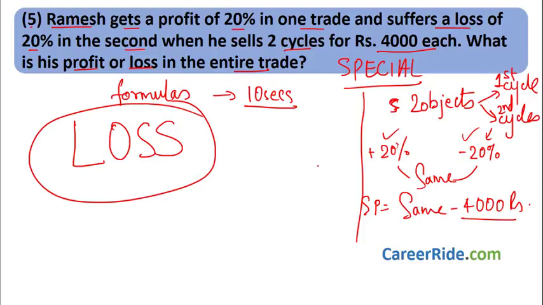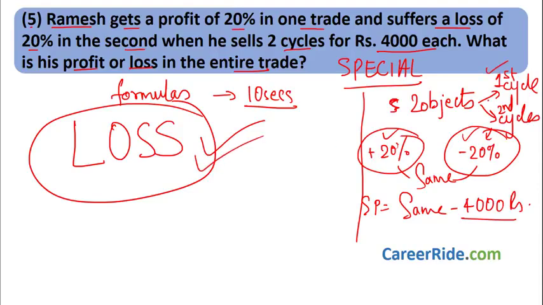Whenever the person does two trades, any two trades, and in the first trade he gets a profit of some percentage, and the same percentage loss the person gets in the second trade, and the selling price for both the objects is same, then the person will always suffer a loss. Now over here it is one cycle, two cycles. If it is one cycle and one say bike or a car, still it will hold true, the person will get a loss. It is not about what the person is selling, it is about whether the percentages of profit and loss are same and whether the selling price is same. If these two conditions are true, then the person will always have a loss.